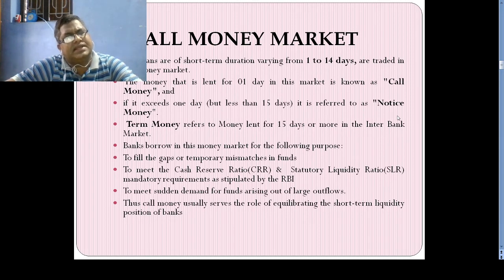If it is less than 15 days, 1 day to 15 days, that is called notice money. If it is more than 15 days, in the interbank market, that is called term money. Means I have revised the call money market in three categories: one is call money, another is notice money, another one is term money. 1 day is call money, less than 15 days is notice money, and more than 15 days is term money.